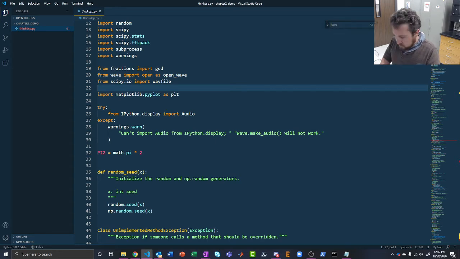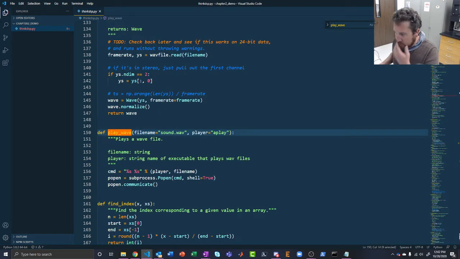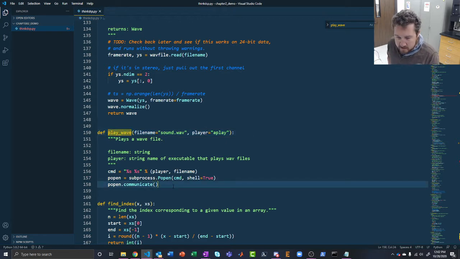Let's see, it was play_wave. Oh no, it's right here. Yeah, so this doesn't work because the guy that wrote ThinkDSP uses aplay, which only works in Unix. So he wrote his stuff, I assume, on Linux, and so if you're doing it that way, then it doesn't work.